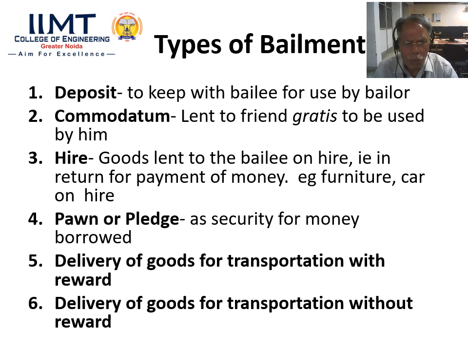Another could be hire. In this, opposite to the previous one, goods are lent to the bailee on hire, that is, in return for payment of money. For example, furniture or a car on hire. You've given your car to someone on hire and he or she in return pays you. Then next could be pawn or pledge, as security for money borrowed. You have kept some ornament or maybe a house or anything with the bank as security for the money borrowed. Another could be delivery of goods for transportation with reward and delivery of goods for transportation without reward.